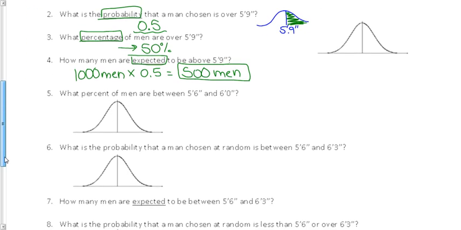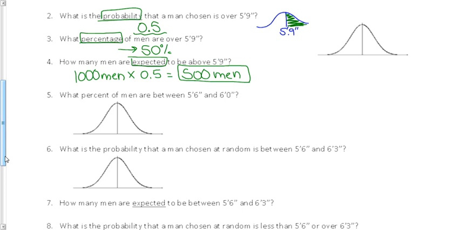So what percentage of men are between 5'6" and 6'0"? So where were those marks? 5'6" was right here at 1 standard deviation away. 6'0" was over here at 1 standard deviation away. So that was this strip down the middle, and that was 68% of people who fall within 1 standard deviation of the mean.